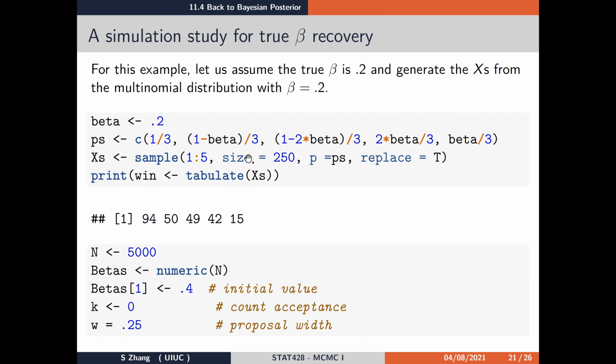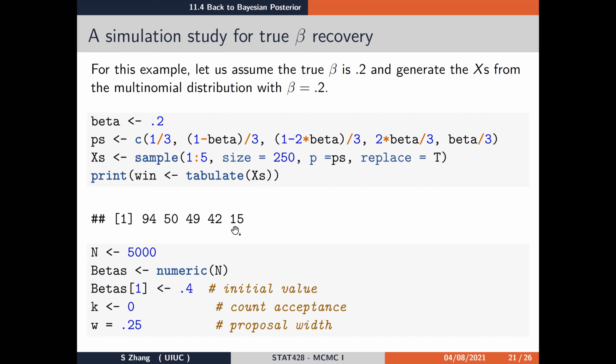We will need to tabulate the x's in order to find out the number of days that each of the stocks win. So let's create a vector called win, which is the tabulation result of the x's, and that counts the number of days that the ith stock is the winner. You can see that here, the first one won 94 times out of 250 days. The second one won 50 days, and the last one won 15 days.